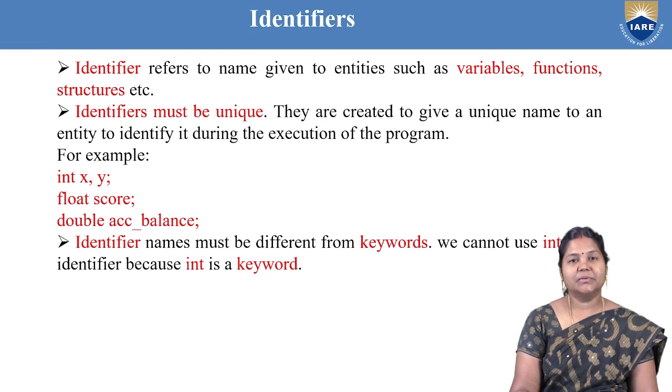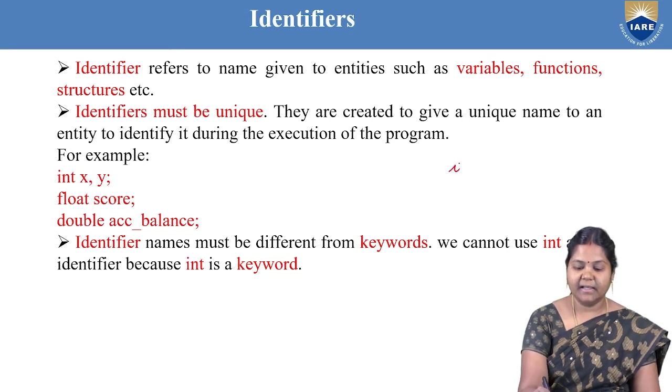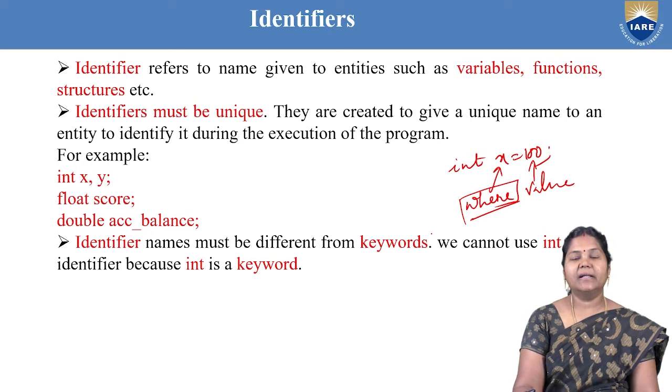Now, let us start with the C token identifier. What do you mean by an identifier? An identifier refers to certain entities and identifies a memory location. An identifier is a name given to entities such as variables, functions, structures, arrays, and so on. Whenever I say int x is equal to 100, it conveys two things. One is what is the value of x, and the other is where is x. Where is x means x is in memory. So, it identifies some memory location.